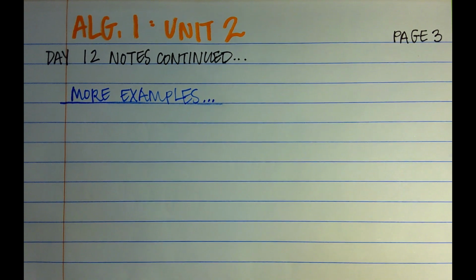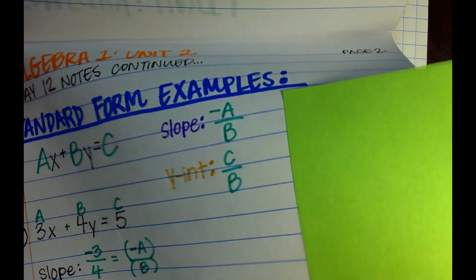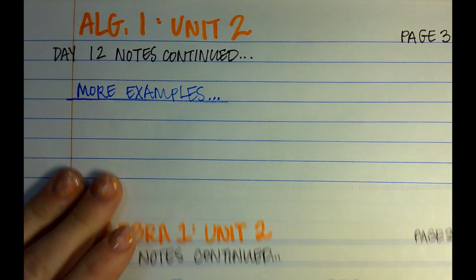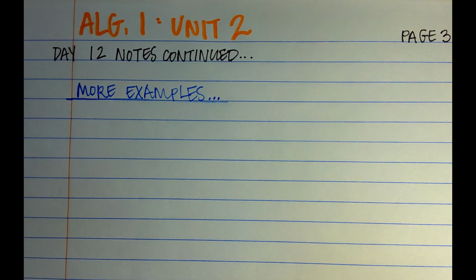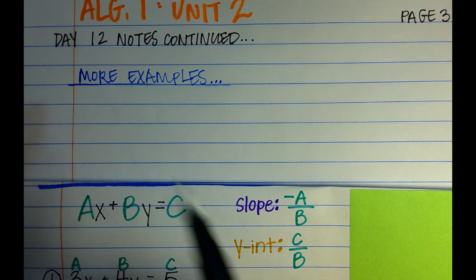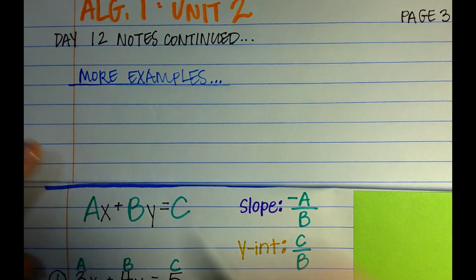Let me give us a few more of these, and we're still doing standard form, the ax plus by equals c. I'm going to pull page 2 out of here so I can look at it. I don't want to have to rewrite that again. I'm just going to put it below. So we've looked at a few examples where our a is negative, but let's look at a few where we have b and c that might be negative as well.